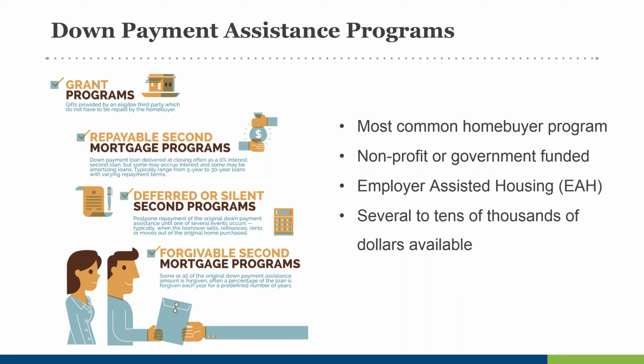But of course, down payment assistance, just stepping back more broadly, is the most common type of home buyer program, one of those 4 types of repayment terms, right? They are typically nonprofit or government funded. At least that's what we track and monitor. Sometimes they can be provided by employers and can offer several to tens of thousands of dollars. And as we saw in Spokane, $5,000 to $70,000.